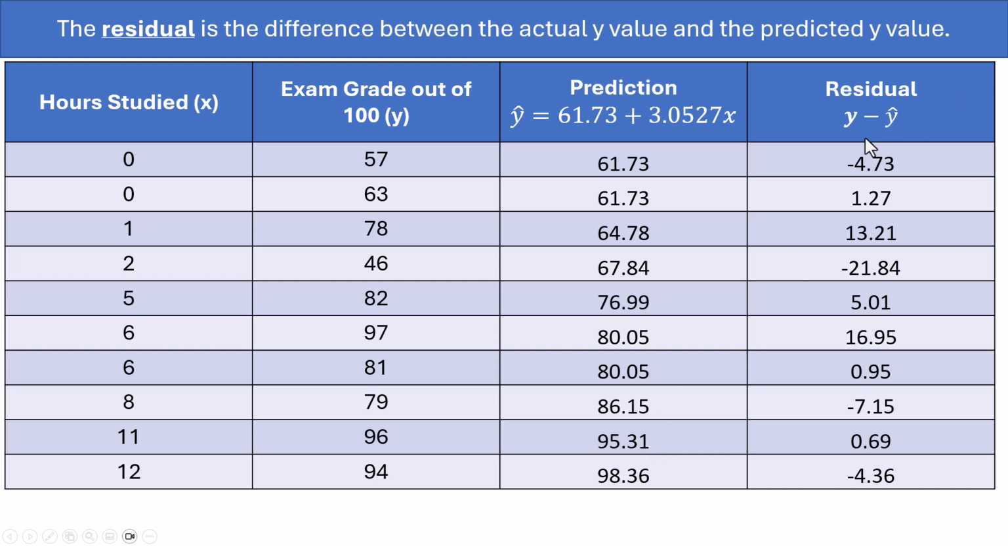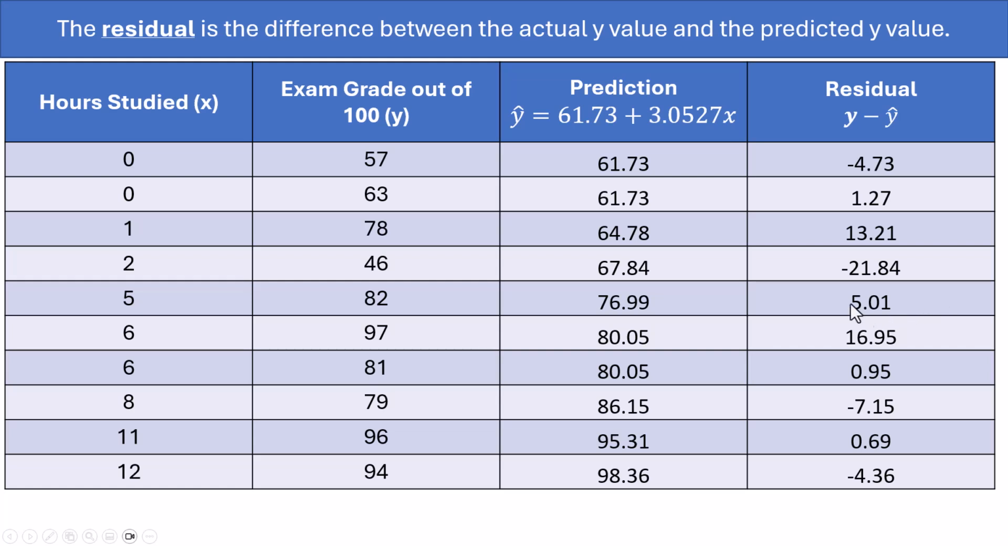The residual, as we talked about before, is y minus y hat, or the actual value, this column, minus the predicted value, which is this column. So now I have the residuals for every single one of these. Any of the negative values are going to represent over predictions, and any of the positive values are under predictions. So for example here, the prediction was 61.73, which is higher than 57. So this is an over prediction by 4.73.